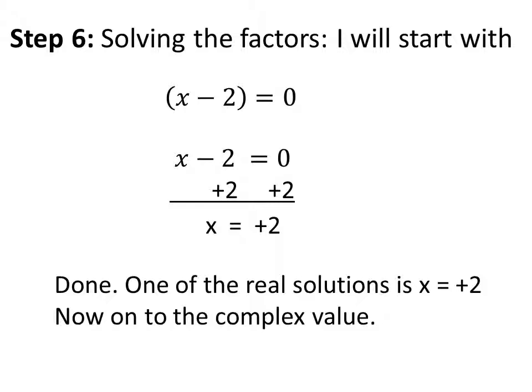Step 6. Solving the factors. I'll start with x minus 2, the real value. That's algebraically simple. We just need to add 2 to both sides and we're done. X equals positive 2. No rush, no problem. So we know that one of the real solutions is x equals 2. Now let's go on to the complex value.